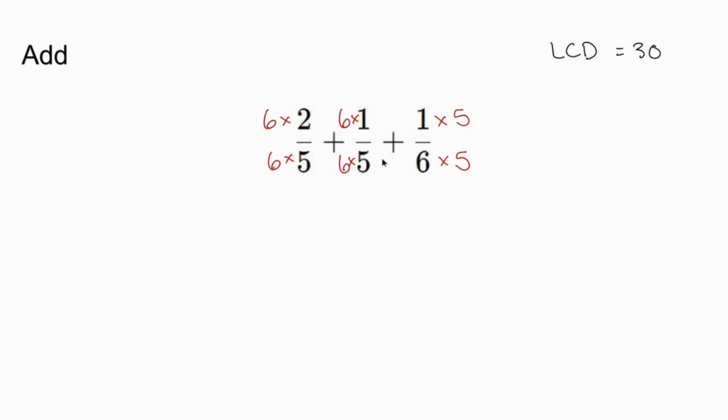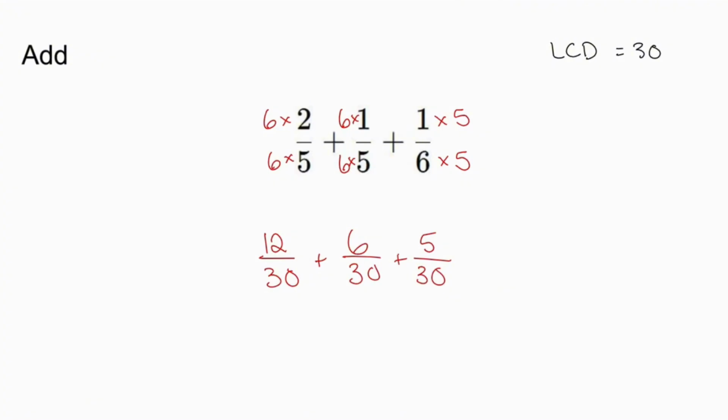Now let's write out all three of these fractions. 6 times 2 is 12. 6 times 5 is 30. 6 times 1 is 6. 6 times 5 is 30. 1 times 5 is 5. 6 times 5 is 30.